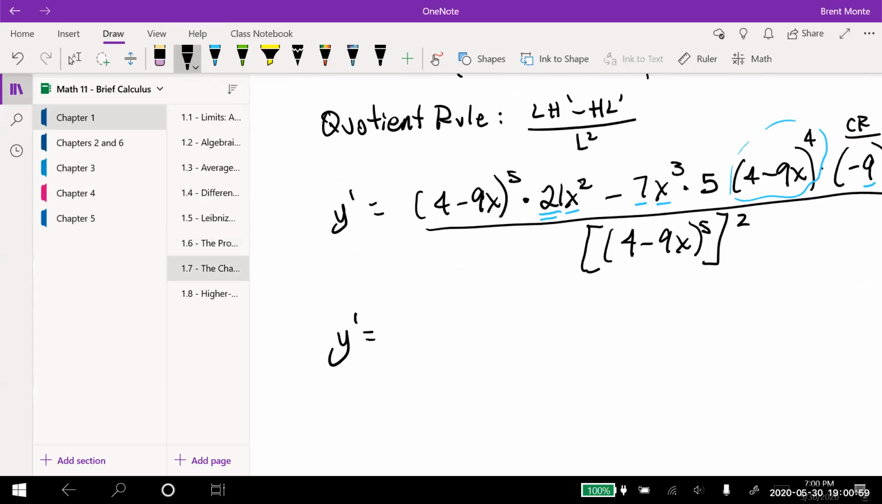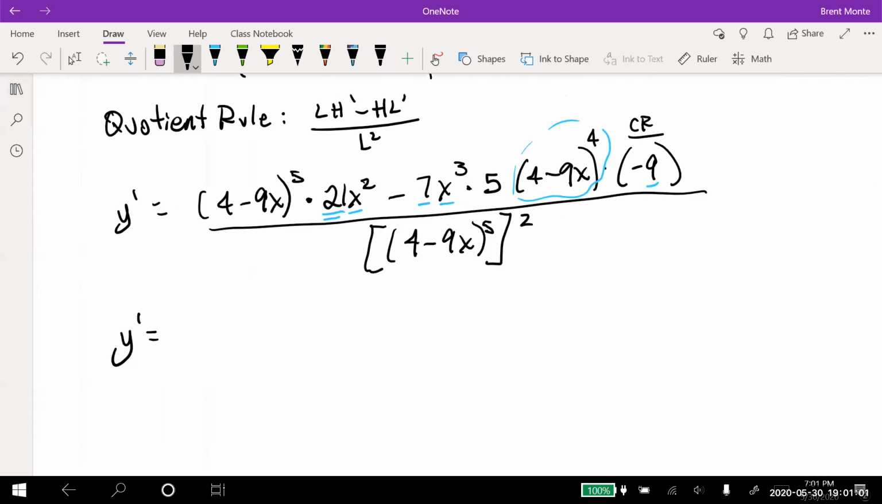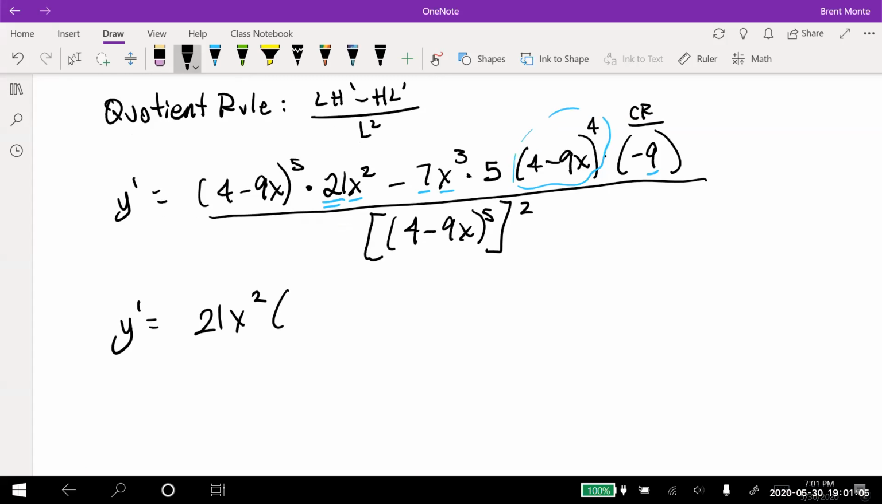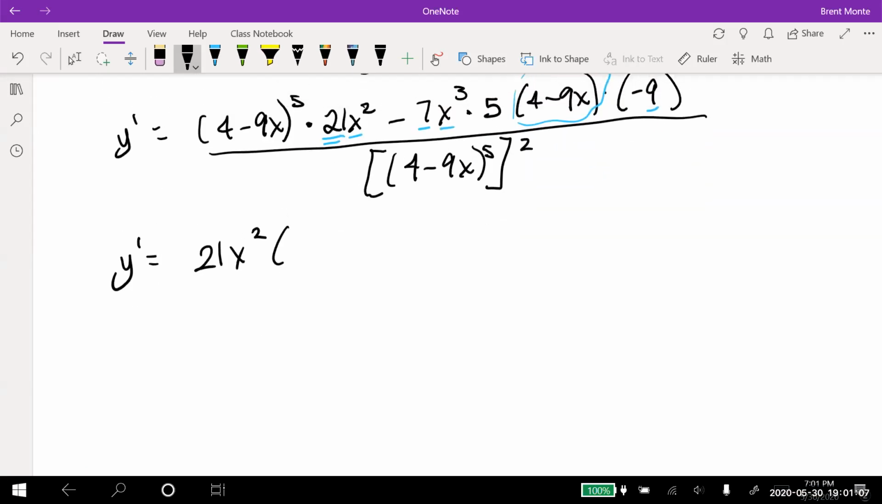Here we are. So we've got that 21x squared times 4 minus 9x, 4 minus 9x to the 5th. Move that up so I don't keep hitting that with my finger. And then this minus here and this minus here are going to cancel each other out. We'll get a plus. We have 7 times 5 times 9. 7 times 5 times 9 is 315.